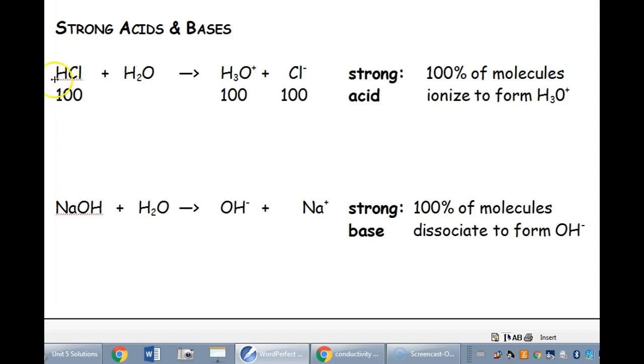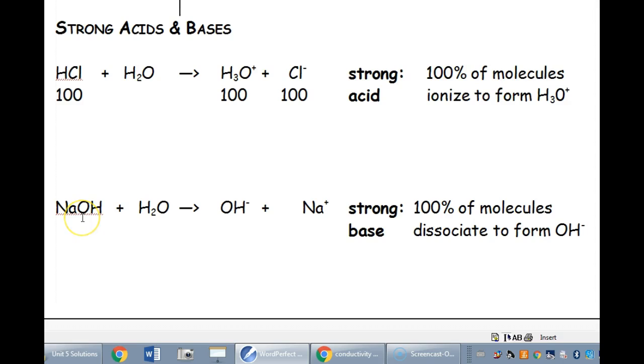So here I have a strong acid. I want you to imagine that if I had 100 HCl molecules and I dumped those 100 HCl molecules into water, all 100 of those HCl molecules would ionize to form hydronium and chloride ions, right? In other words, 100% of my acid molecules, or nearly all of them, are going to break apart and ionize in solution. And what that does is it frees up my hydronium ion to go out and do some damage, right?